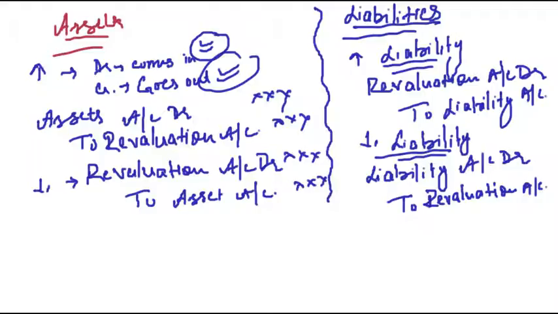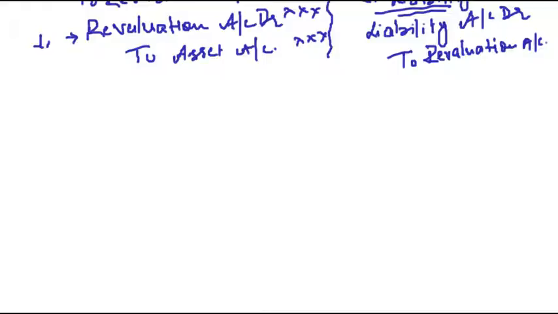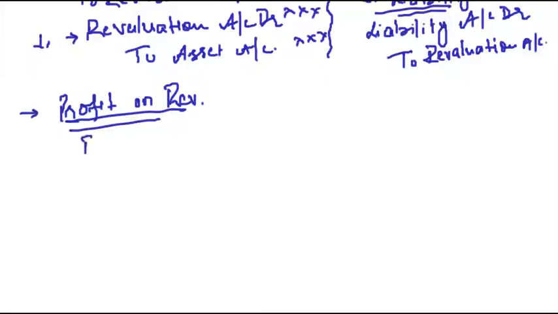Now the profit or loss on the revaluation. Profit on revaluation. Simply, this profit will be credited to the partners and revaluation account will be debited.